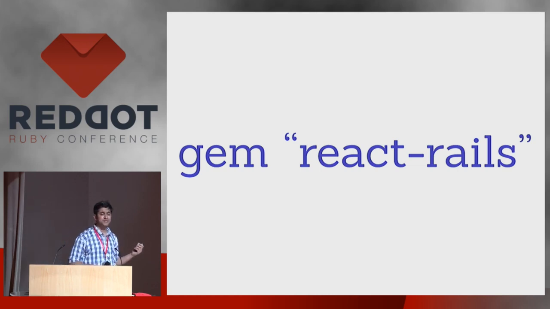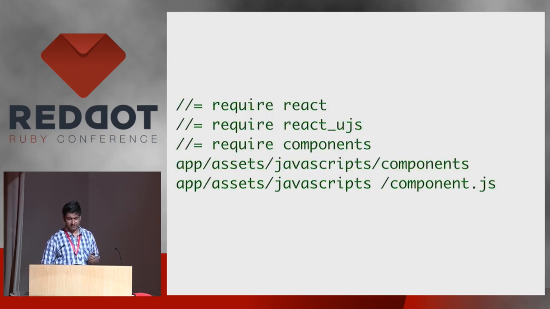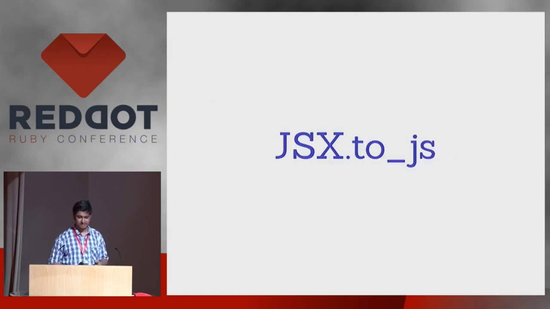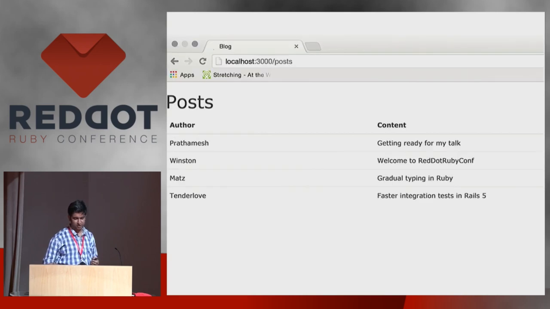So there is an official gem, react-rails, and this gem allows you to integrate Rails with React very easily. It provides a generator for installing React, and it adds React JavaScript and React unobtrusive JavaScript, and it creates these directories. All of your components should be in this app/assets/components directory, and then a single file for managing the list of components in that directory. It also takes care of converting your JSX code to pure JavaScript code. So you just have to write .js.jsx files, and the gem will take care of converting them before assets are actually precompiled. So this is a simple ERB snippet. I'm iterating over the posts and rendering author and content.